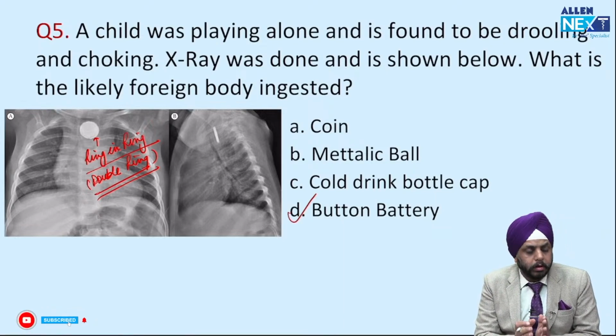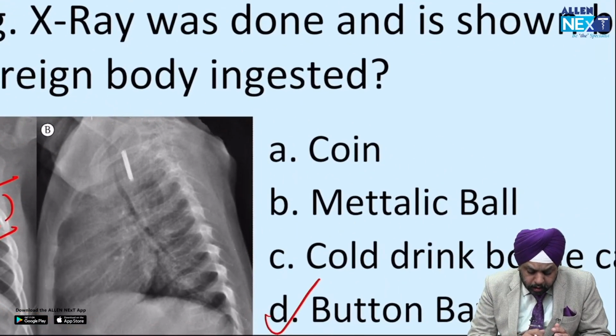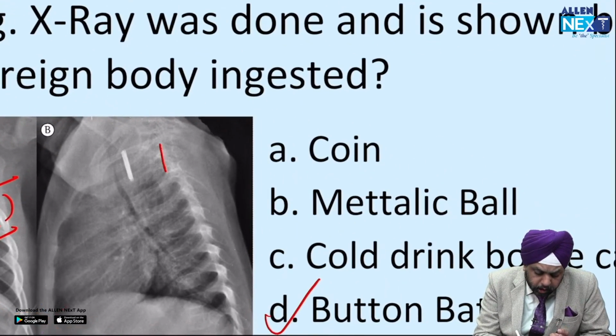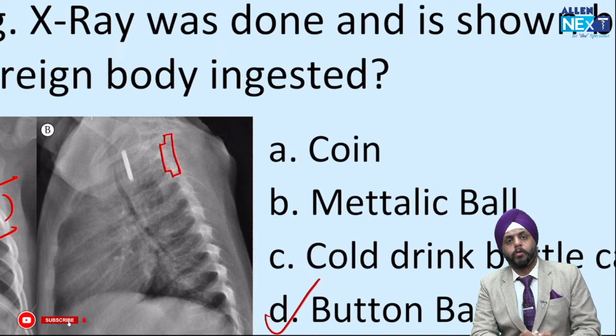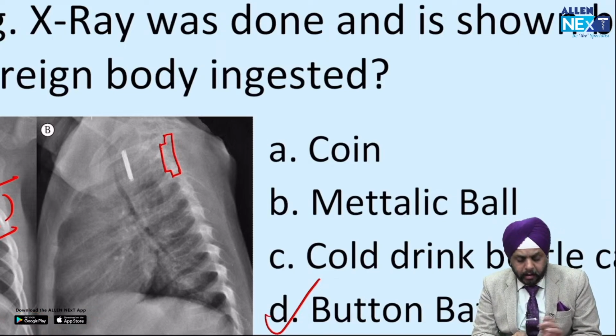How can you confirm? You can confirm by looking at the lateral view. What do you see in the lateral view? It gives you a stacked appearance, as if there are 2 coins. So, as if there are 2 coins, there is a stacked appearance in the lateral view.